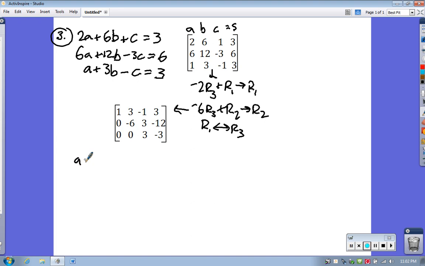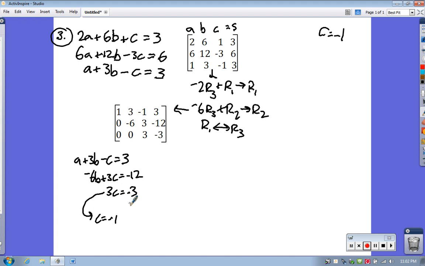It's A plus 3B minus C equals 3, lifting those coefficients out of there. This next part is negative 6B plus 3C equals negative 12. And this bottom equation would be 3C equals negative 3. So I can grab this and solve it. Divide both sides by 3. C is negative 1. So I know what C is.